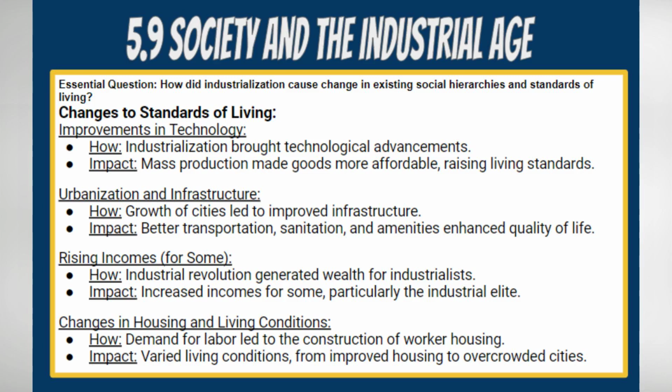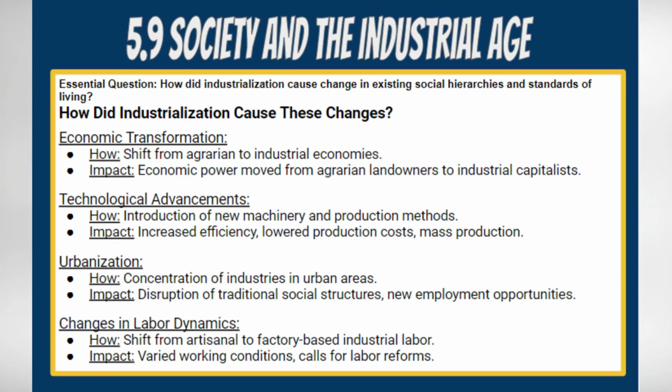4. Changes in housing and living conditions. How the demand for labor in industrial centers led to the construction of worker housing and the growth of urban areas. Impact: living conditions varied, with some enjoying improved housing, while others faced overcrowded and unsanitary conditions in the rapidly growing cities. How did industrialization cause these changes?